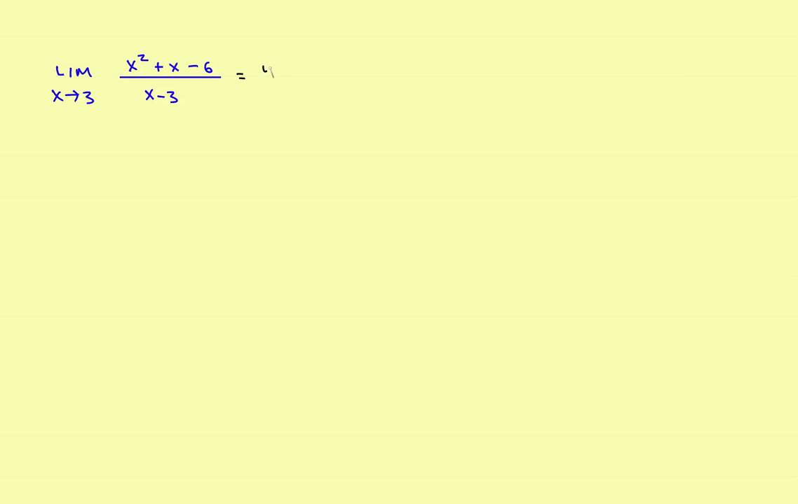So this will become the limit as x approaches 3 of, and go ahead and factor the top. So this will factor into an x plus 3 times an x minus 2. So an x plus 3 times an x minus 2. Now in the denominator, you've got an x minus 3.